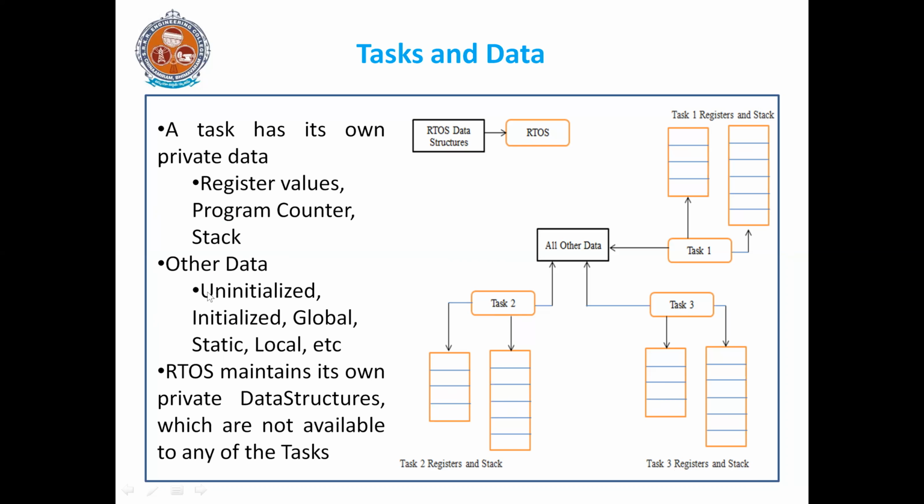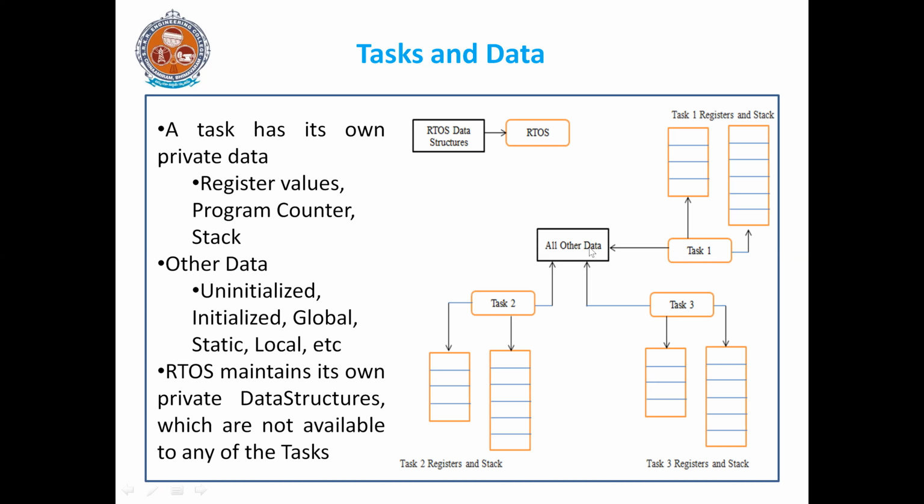And also it has the other data. Other data means you can have some global data or static data, uninitialized data, initialized data. All these come under the other data, which is given here. That means the other data can be shared by other tasks. If you see here, task 1, 2 and 3, all three can share this other data. So this data can be shared by different tasks.